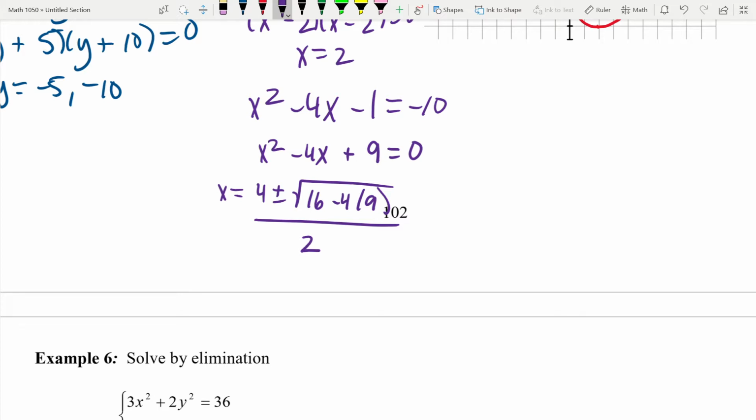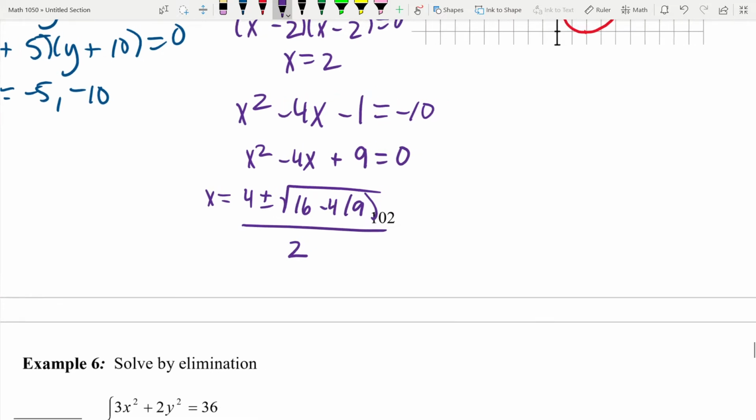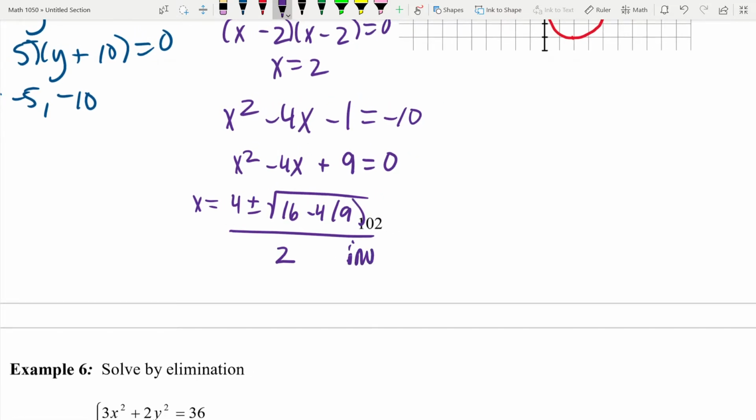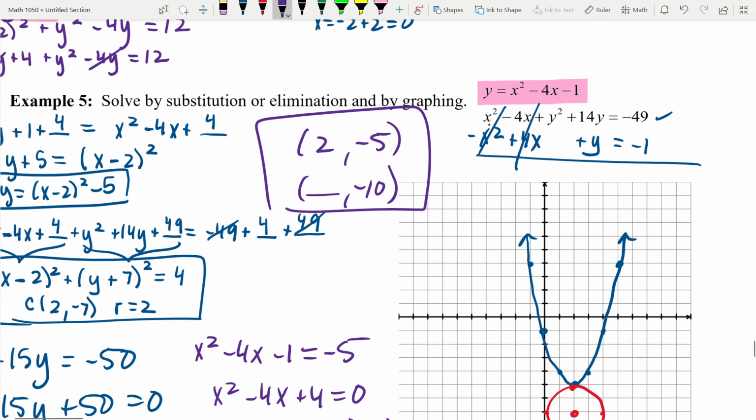Now I know it's an invalid solution. How do I know that? You're going to have a negative inside that root. You're going to have 16 minus 36, which is negative 20. That's an imaginary. We're not going to have imaginary solutions. So we're going to say invalid solution. I'm going to come over there. I'm going to get rid of the negative 10, and that's my only guy.